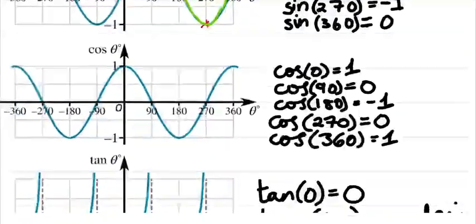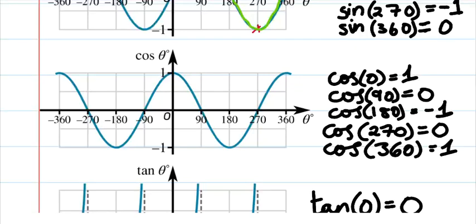Now let's take a look at the cosine graph. The cosine graph has the same shape as sine, but it starts at 1 instead of 0. The key points are again at 0, 90, 180, 270 and 360 degrees. And we can see that from the graph. We can see that cosine of 0 is 1, cosine of 90 is 0, cosine of 180 is -1, cosine of 270 is 0, and cosine of 360 is back to 1.